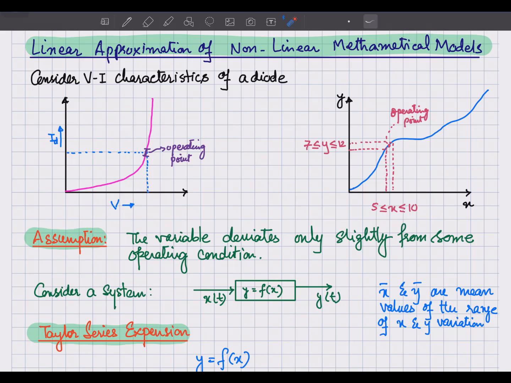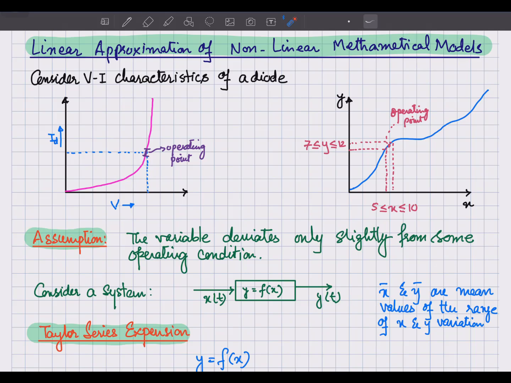So consider a diode. The VI characteristics of a diode are non-linear, which you can see in this graph. Here is the diode current, and the forward voltage is this one. So the diode VI characteristics are like this. Okay, so this is the nonlinear equation, and how can we linearize it?